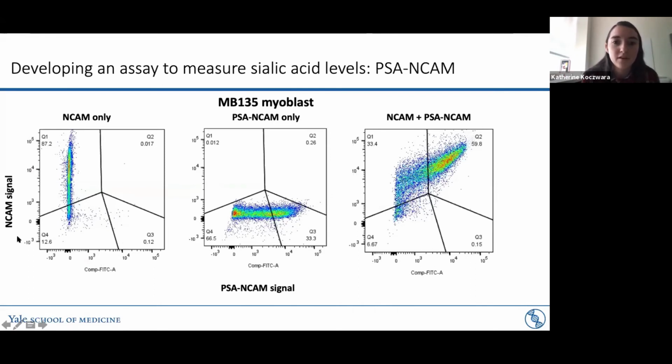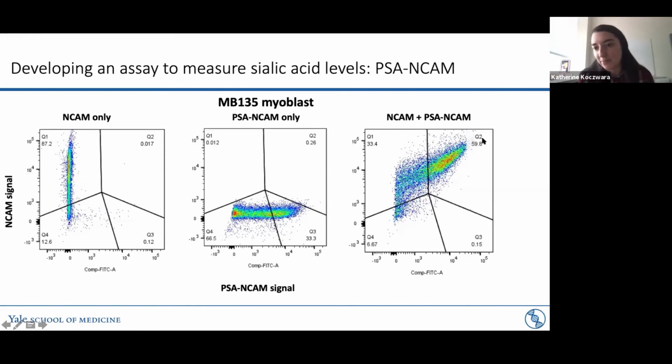But basically, what you can see is that on the y-axis, we can see the NCAM signal, so the protein without the sialic acid. Then on the x-axis, we can see how much of the protein exists with the sialation. So then we can see when we use both of these enzymes together, in this quadrant is all the cells that have the sialated form of this protein, and in this quadrant are all the cells without the sialated form of this protein.